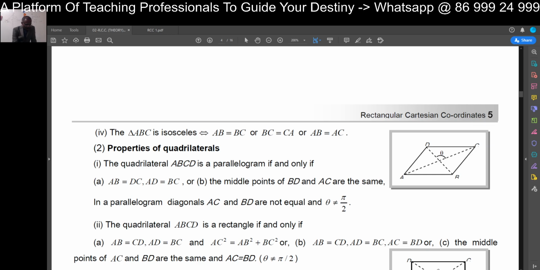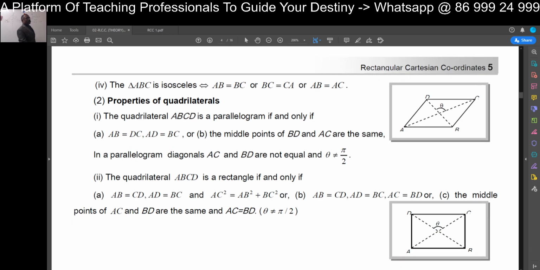For an obtuse angle triangle, the sum of the squares of any two sides must be less than the square of the third side. Then it is said to be an obtuse angle triangle. This is an extra condition you have to remember. Generally, it is missing. And now, properties of quadrilaterals.